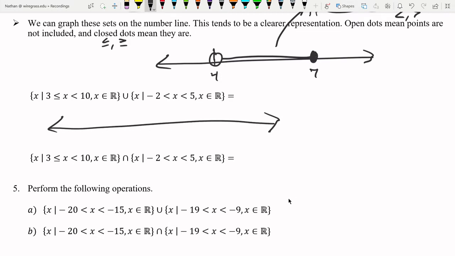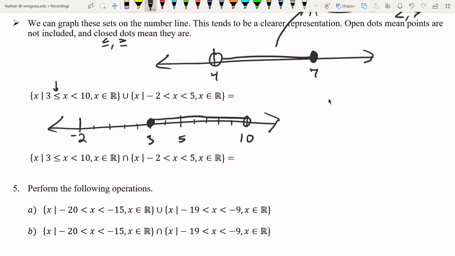Okay, key numbers, right? -2, 3, 5, and 10. So -2, -1, 0, 1, 2, 3, 4, 5, 6, 7, 8, 9, and 10. Okay, the first set is 3 less than or equal to, so it's going to be a closed dot there. Between 3 and 10, not equal to 10, so I'm using an open dot there. And draw a line between them. So that's the first set.